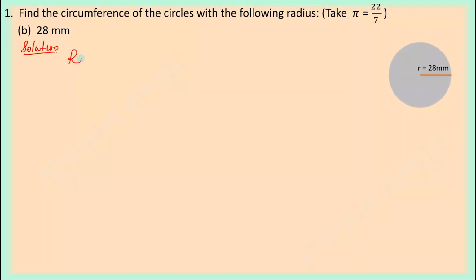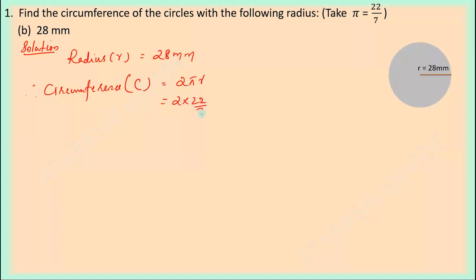Here radius equal to 28 millimeter. Therefore, circumference equal to 2 pi r, that is equal to 2 into 22 by 7 into 28 millimeter. We can cancel 7 and 28. Here we get 4. So this becomes 2 into 22 into 4 millimeter.